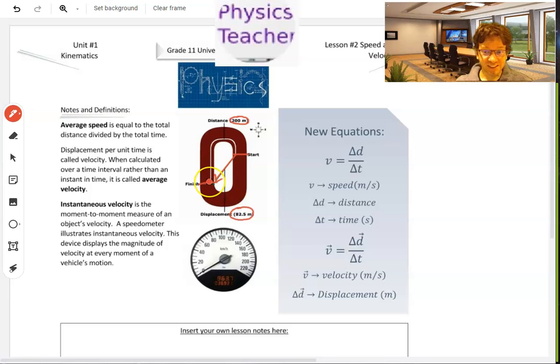If you just continue this example and you ran all the way back to your starting position, then your displacement would be 0. Yeah, you may have run about 200 meters, but technically you haven't moved from where you were before. You're in the same position. So even though it would have taken energy to do that, you haven't gone anywhere.